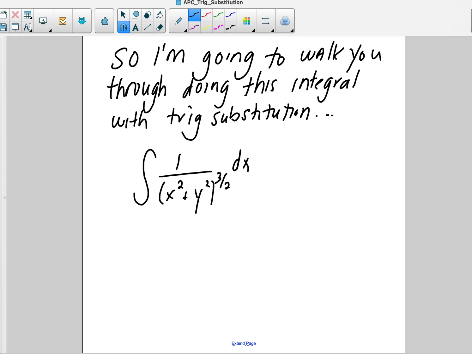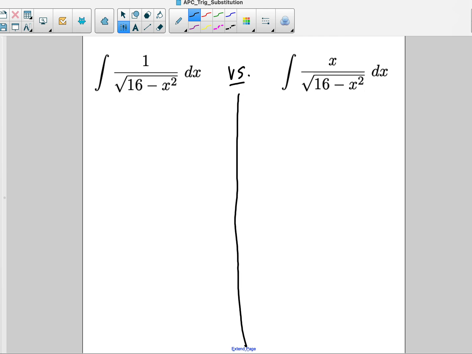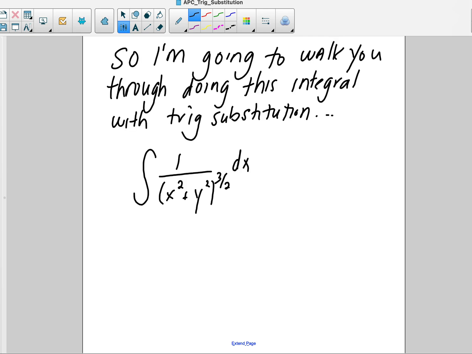All right. So we're going to go through how to integrate this using trig substitution, and then I'm going to jump later in the video to some things that are and are not trig substitution and how you can hopefully spot whether they are trig sub or arc trig or u sub. But that's the deal. So let's walk through this ugly integral.